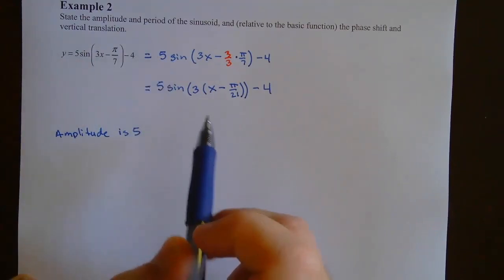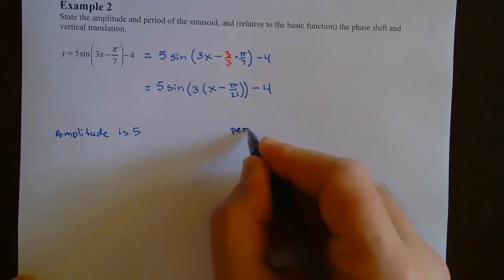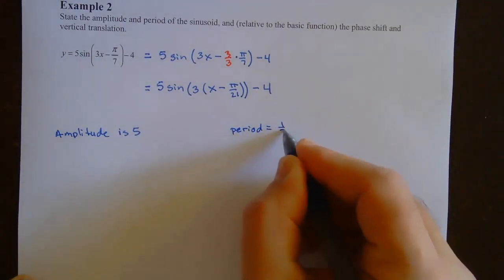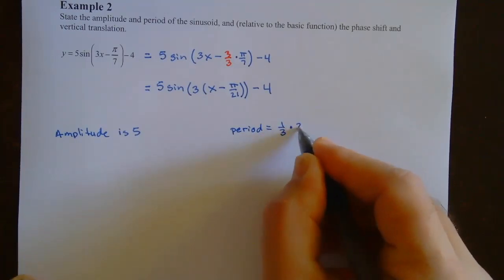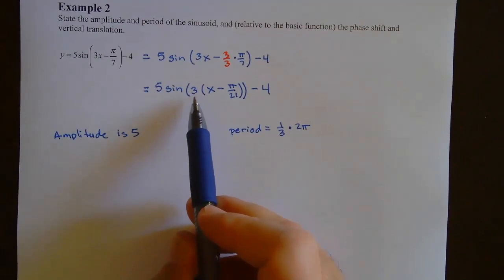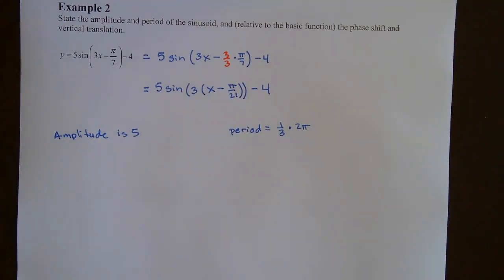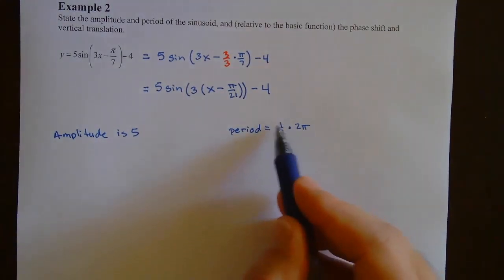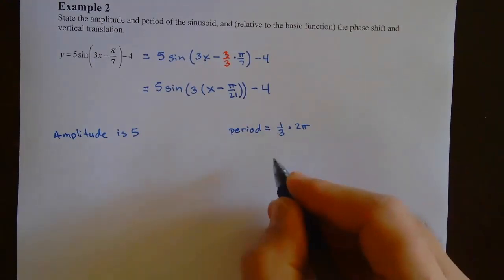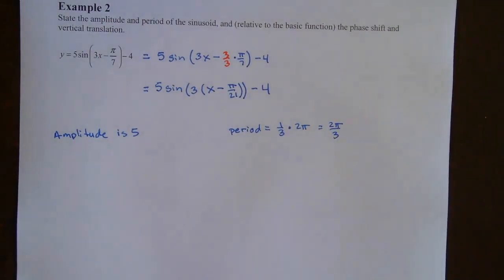Now, the period of this. Our B value is 3, so our period will equal 1/3 times the normal period, which is 2 pi. That's the normal horizontal distance for my x's for the basic function. So I know that this is going to be a horizontal compression by a factor of 1/3. That means that the normal period of 2 pi is going to get compressed by 1/3. That's why the 1/3 right here. So 1/3 times 2 pi is 2 pi over 3. So this curve is going to repeat every 2 pi over 3 units.